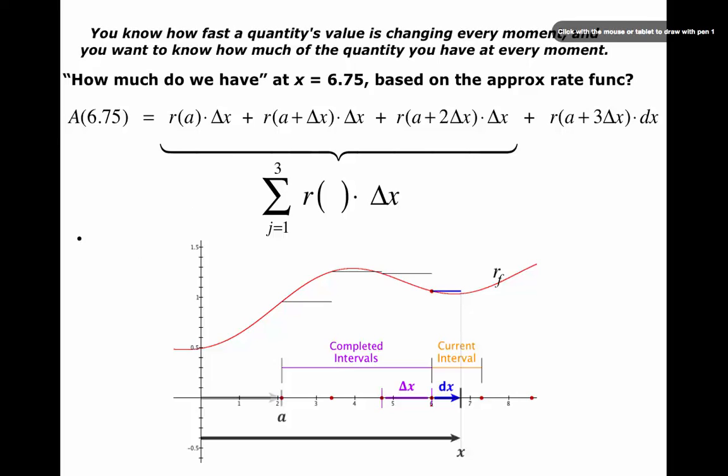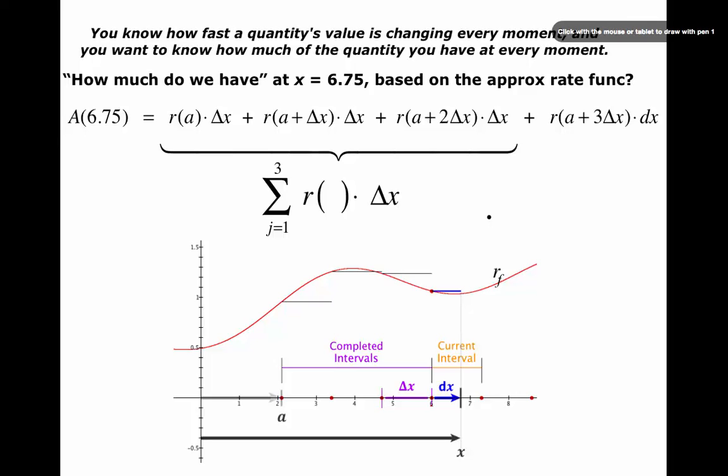So this is Greek sigma for sum. We're going to sum up a bunch of r times delta x's. r times delta x, r times delta x, r times delta x. So the only thing that changes then is what we're putting into the r function to get the constant rate.